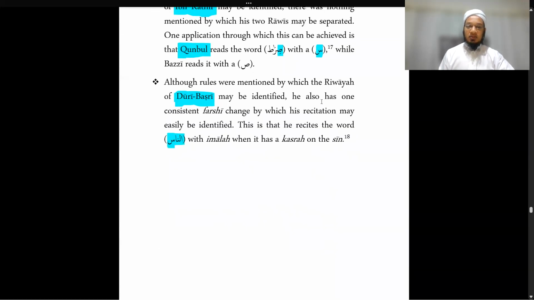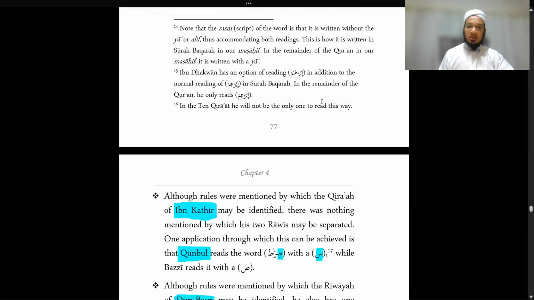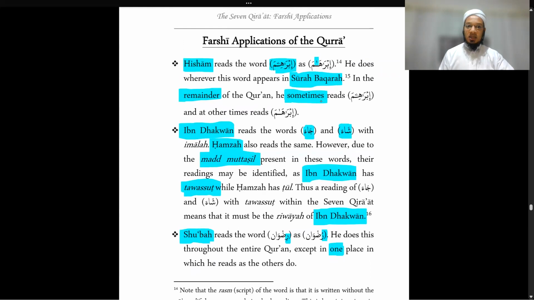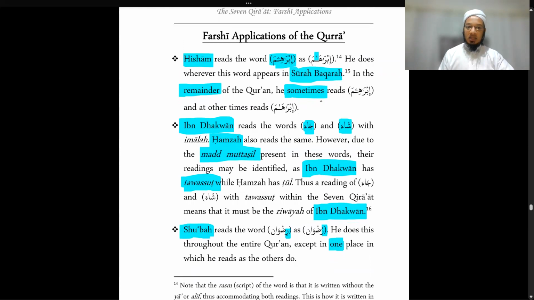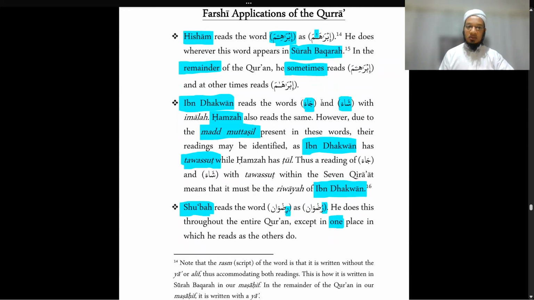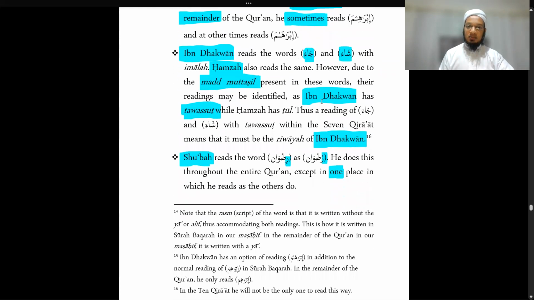So these are some of the farshi changes by which we can identify the remaining qurra that we haven't learned how to discern between yet. Hisham reads Ibrahim, Ibn Dhakwan reads ja'a and sha'a with tawassut, and Shu'bah reads the word Ridwan as Rudwan.